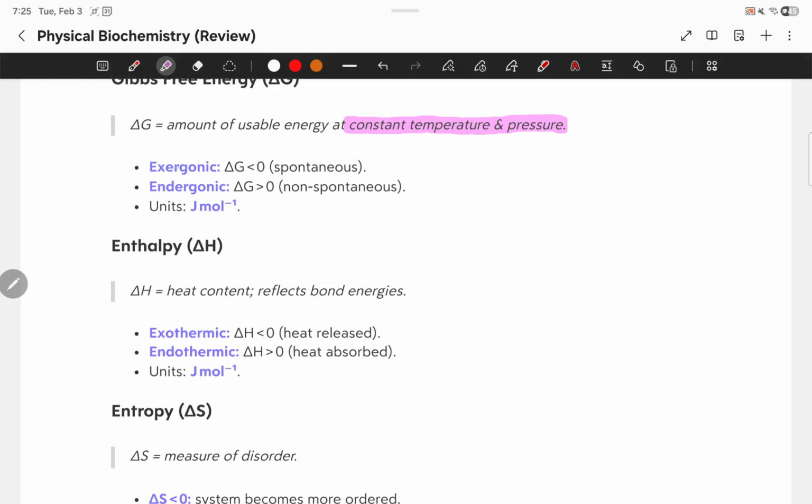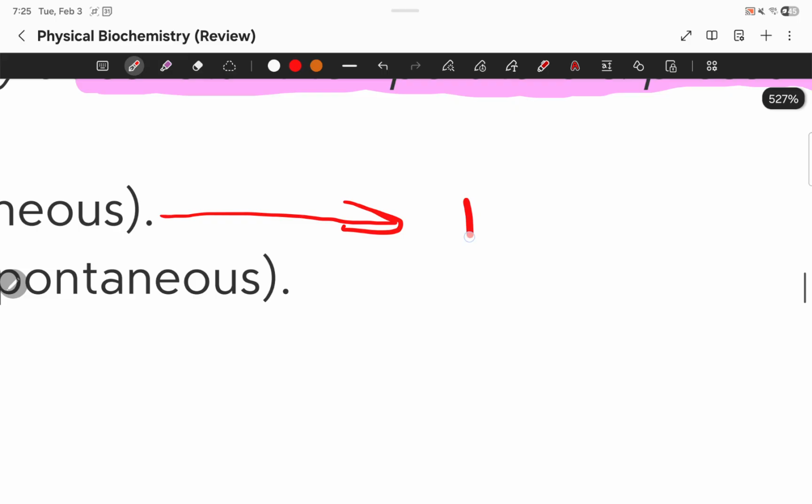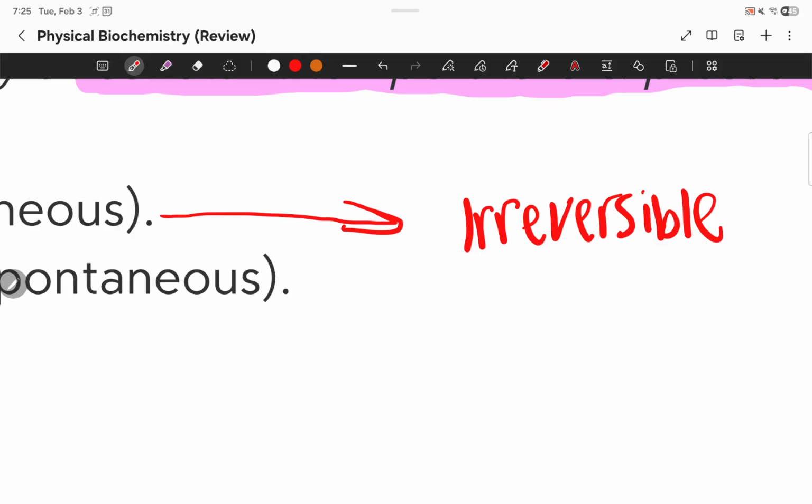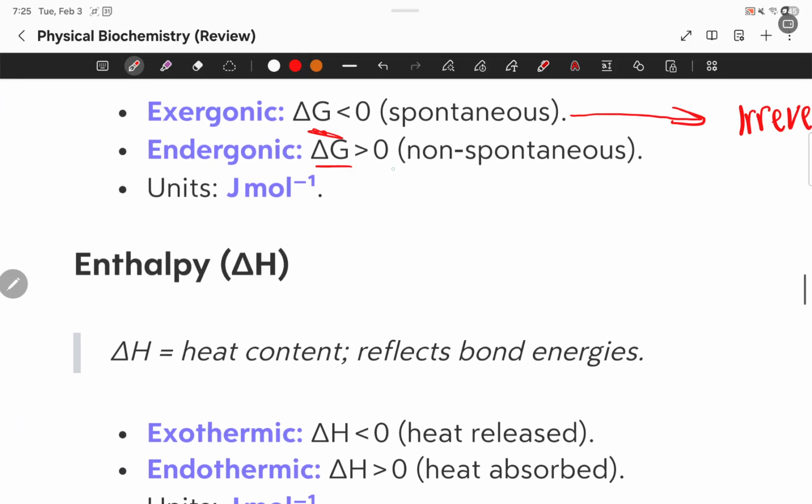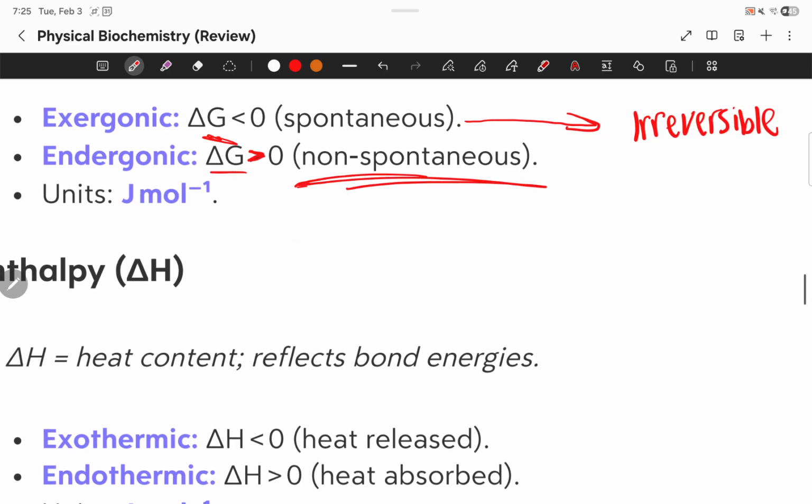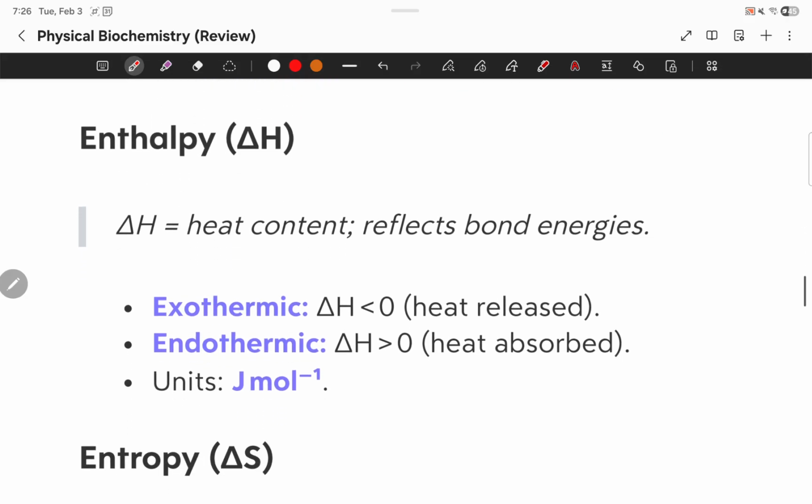Now we have exergonic, meaning that delta G is less than 0. It's negative, and it's going to be spontaneous, not spontaneous, but it's going to be irreversible. Okay. Now we have delta G greater than 0 right here. It's non-spontaneous. Actually, forget the reversible and irreversible. We're going to learn that in glycolysis later.